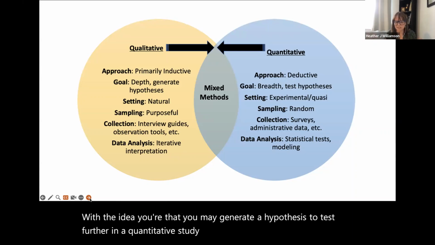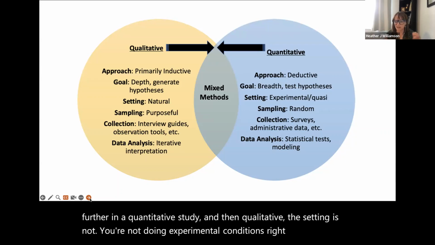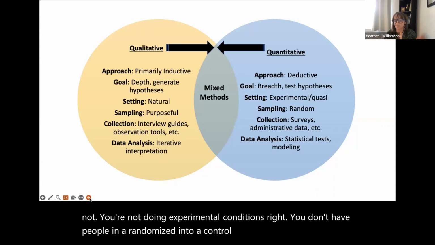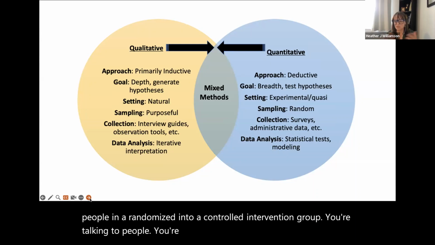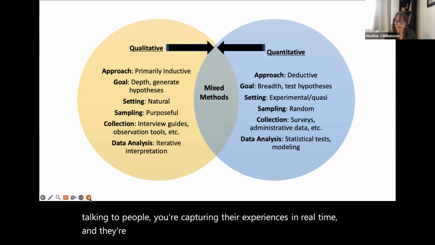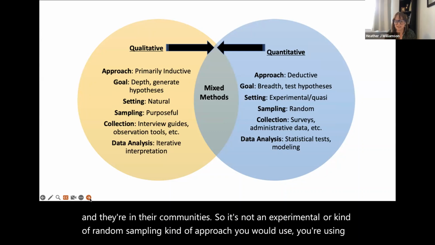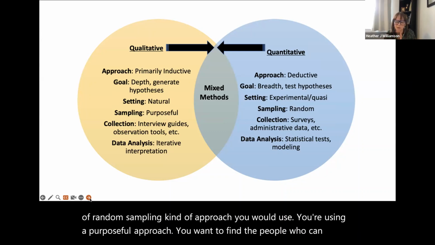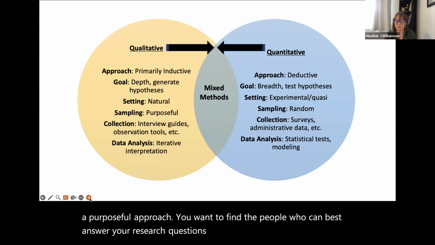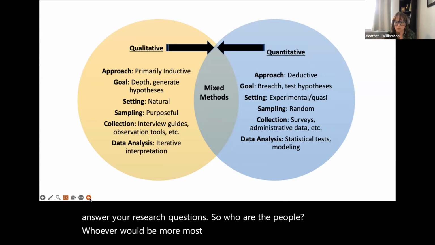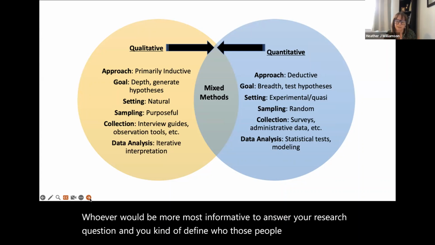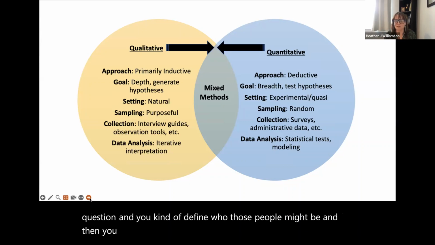And then in qualitative, the setting is not experimental conditions, right? You don't have people randomized into a control or intervention group. You're talking to people, you're capturing their experiences in real time in their communities. So it's not an experimental or random sampling approach you would use. You're using a purposeful approach. You want to find the people who can best answer your research question. So who are the people who would be most informative? You define who those people might be, and then you purposely go out and try to find those people to be in your qualitative study.